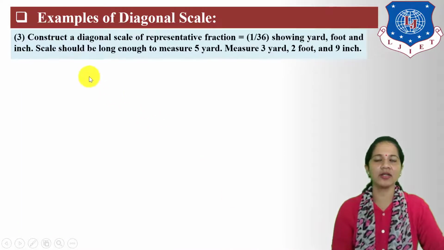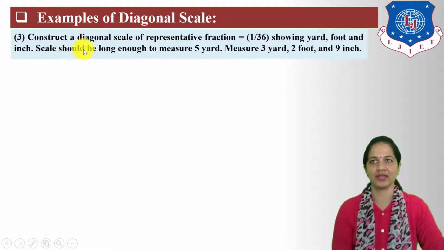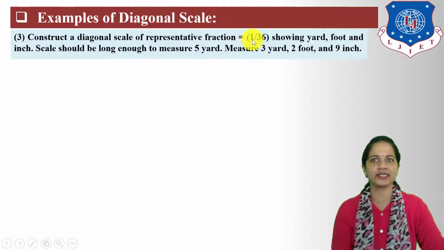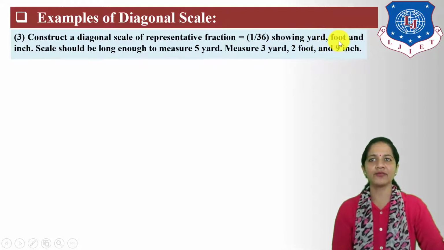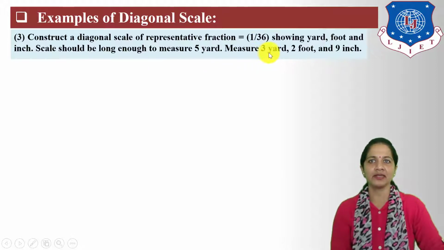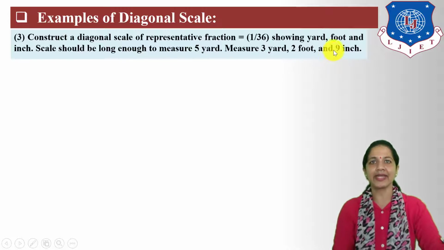Next, let us solve the third example. Construct a diagonal scale of representative fraction 1/36 showing yard, foot and inch. The scale should be long enough to measure 5 yard. Measure 3 yard, 2 foot and 9 inch.